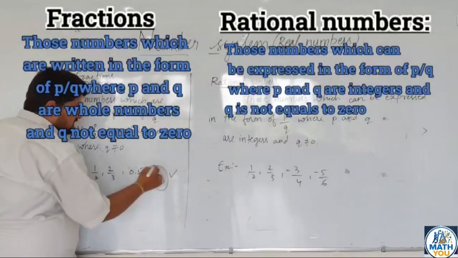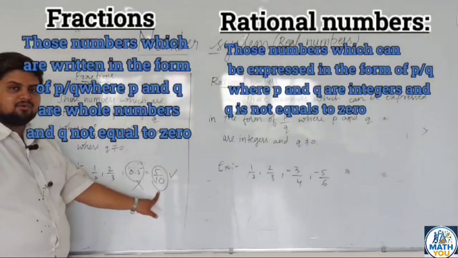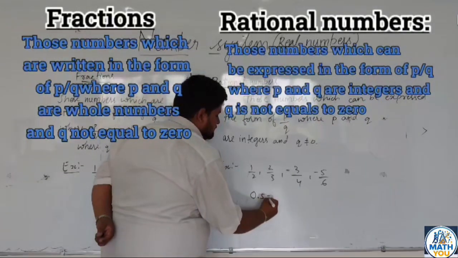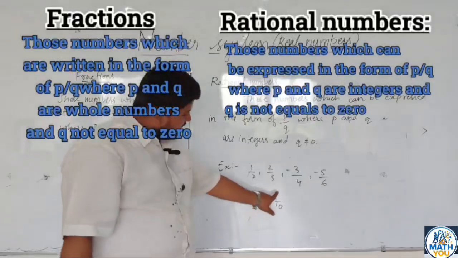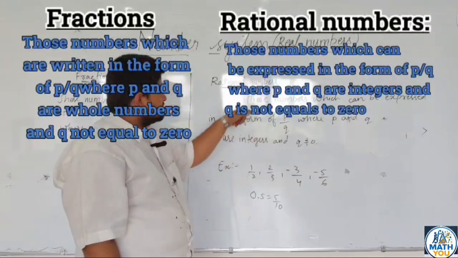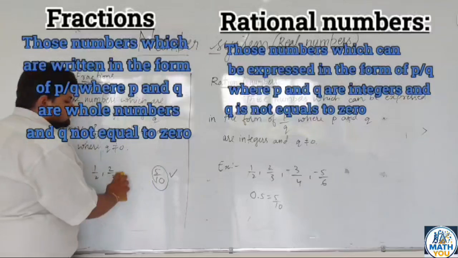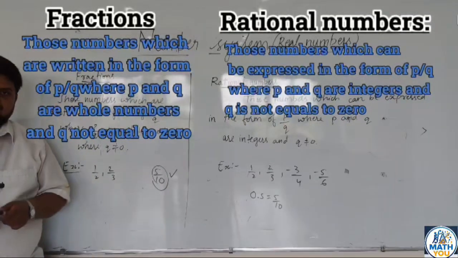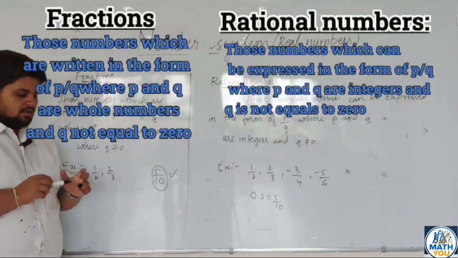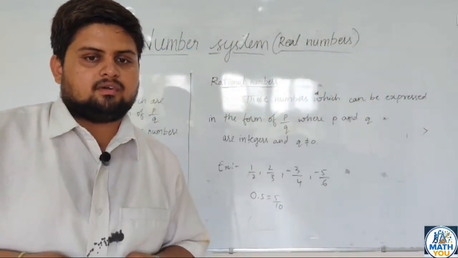Yes, 5/10 is a fraction, but 0.5 is not a fraction because it is not written in the form of p by q. Whereas this holds true in case of rational numbers, where 0.5 can be written as 5/10. So here we call 0.5 also as a rational number, but in case of fractions we don't call 0.5 as a fraction because it is not written in the form of p by q. Hope you have understood the difference between fractions and rational numbers.